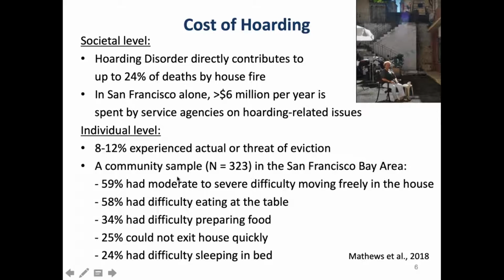And this is the data that we collected at UCSF in a very big clinical trial. In our data, more than half of the people who participated in our study have severe difficulty moving freely in their home and difficulty eating at their table, and a large proportion of them have difficulty preparing food or exiting the house quickly. If you can imagine, these are elderly people, so having these issues is a very, very significant problem here.